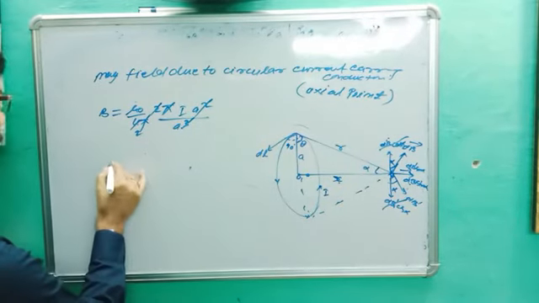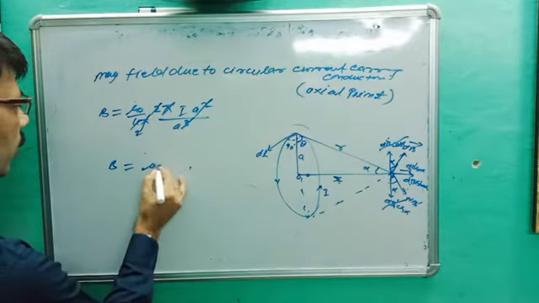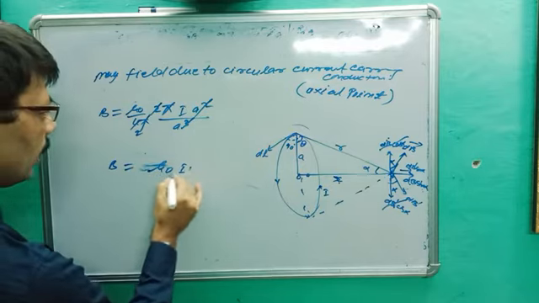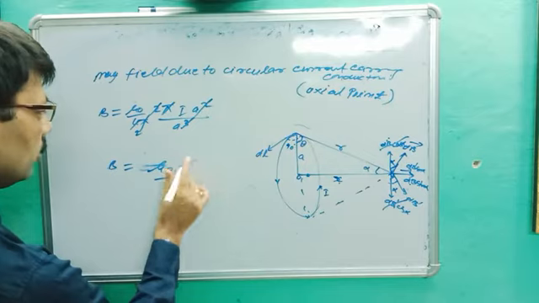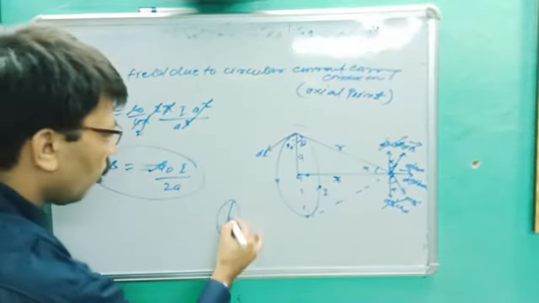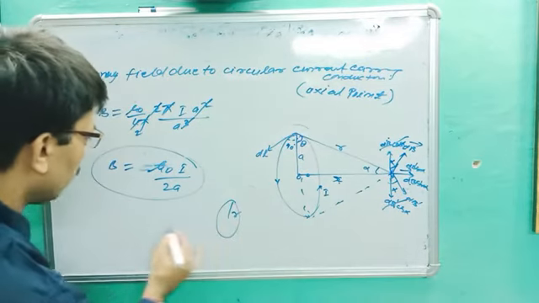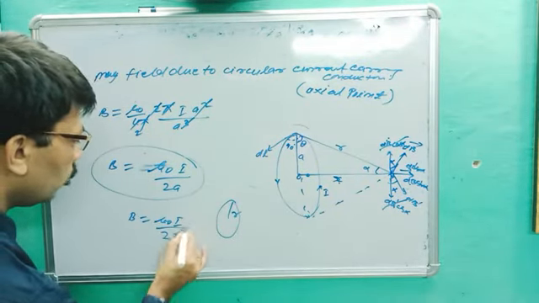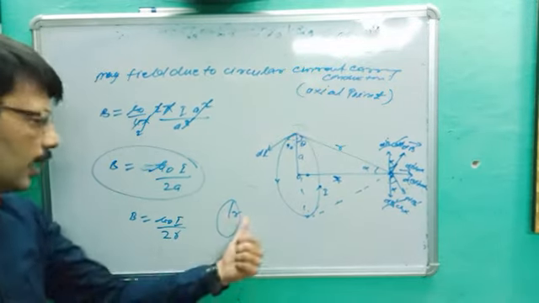So what will be the answer? B is equal to mu naught I upon 2a. B is equal to mu naught I upon 2a. If the radius of the coil is r, sometimes if you are taking that, it will be B is equal to mu naught I upon 2r. If the radius is r, you have to take 2r.